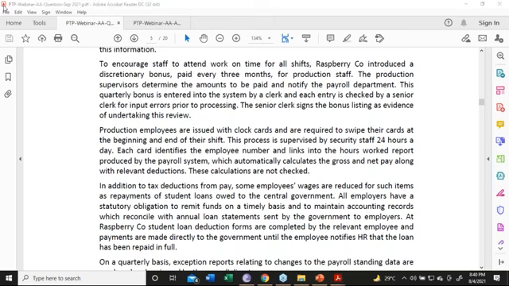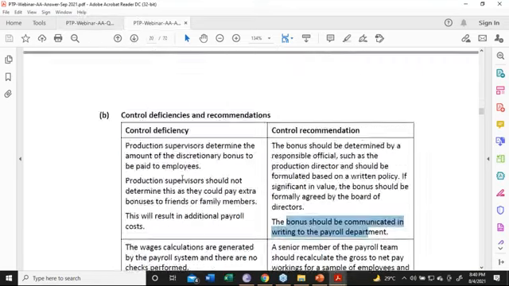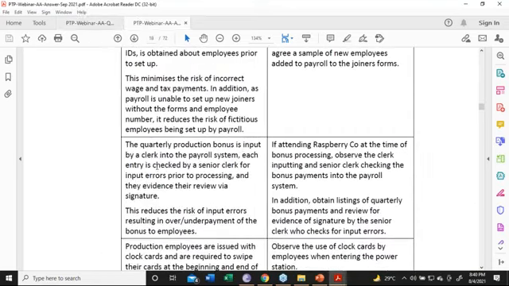Absolutely correct. This is a key control. What does that ensure? This reduces the risk of input errors, and as a result over or under payment being made. Let's see what the solution has to offer. The quarterly production bonus is input by a clerk into the payroll system. Each entry is checked by a senior clerk for input errors prior to processing, and they evidence their review via signature. All this will give you half a mark, and this is from the question. Now the explanation. This reduces the risk of input errors, and as a result over or under payments of bonuses to employees is reduced. That's it.